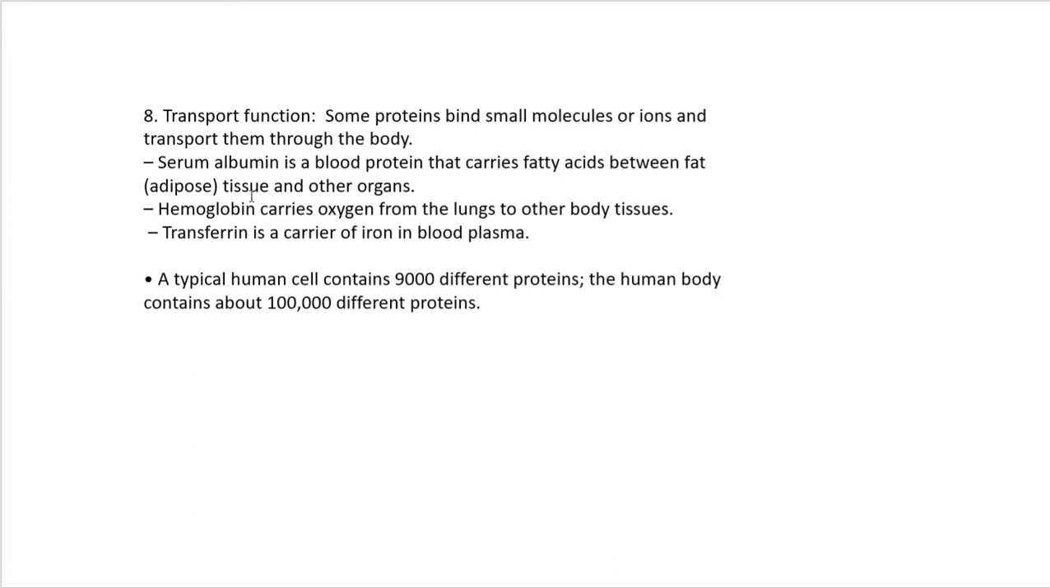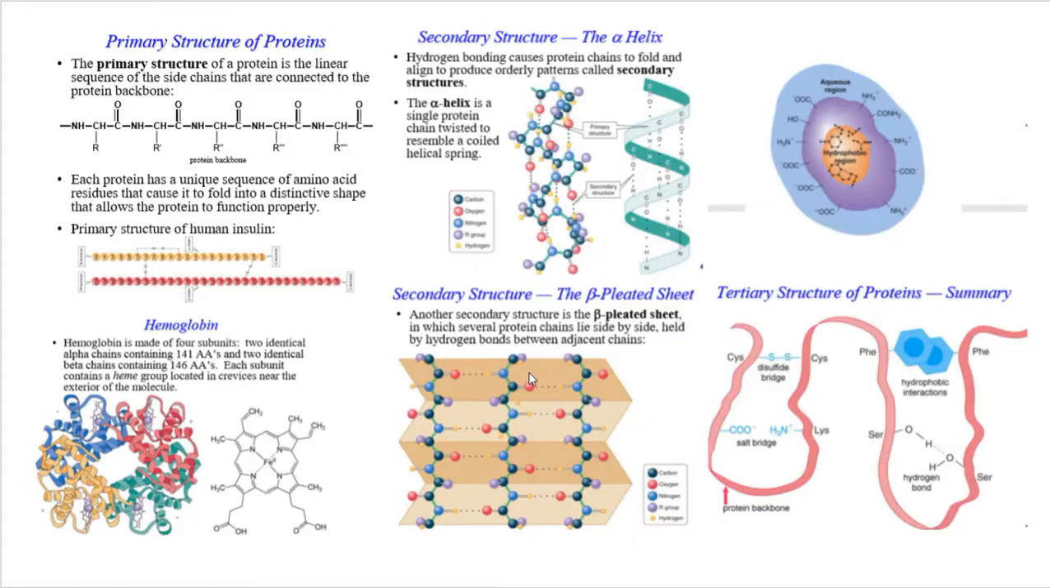They can be transporters. For example, some proteins bind small molecules or ions and transport them through the body. For example, serum albumin is a blood protein that carries fatty acids between fat, adipose tissue, and other organs. Hemoglobin carries oxygen, everybody knows that, to the tissues and from the lungs. And transferrin is a carrier of iron in blood plasma. A typical human cell contains 9,000 different proteins. The human body altogether contains 100,000 different proteins.